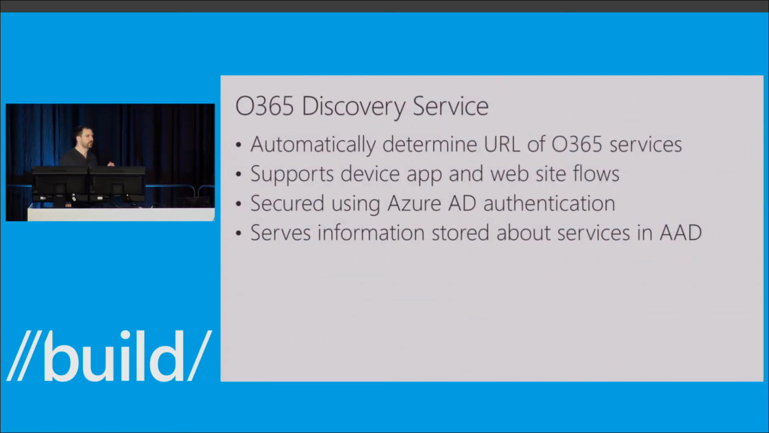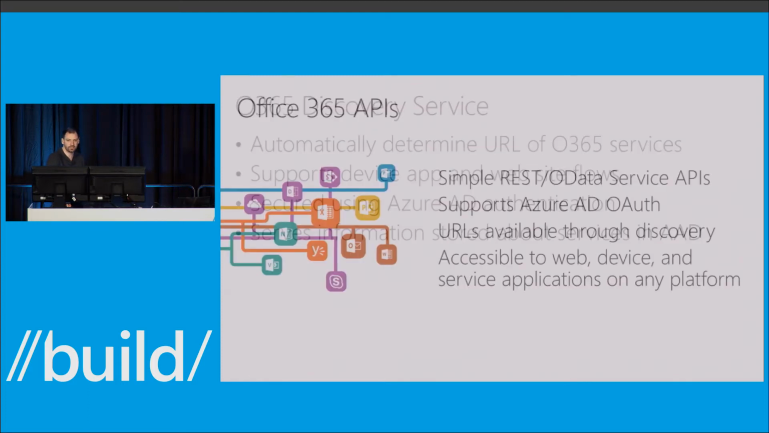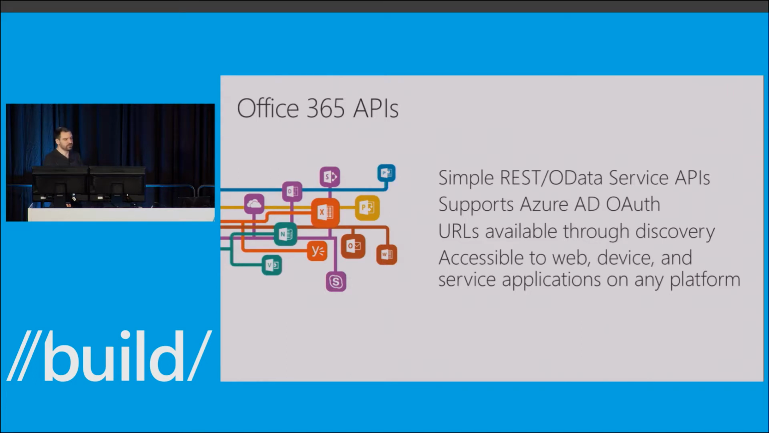The first part of discovering services using that discovery service. Again, that's api.office.com/discovery. It tells you where all the services you have access to are. It uses that same Azure Active Directory authentication. You saw the Office 365 APIs. They're simple REST OData service APIs. They have a bunch of consistent behavior.